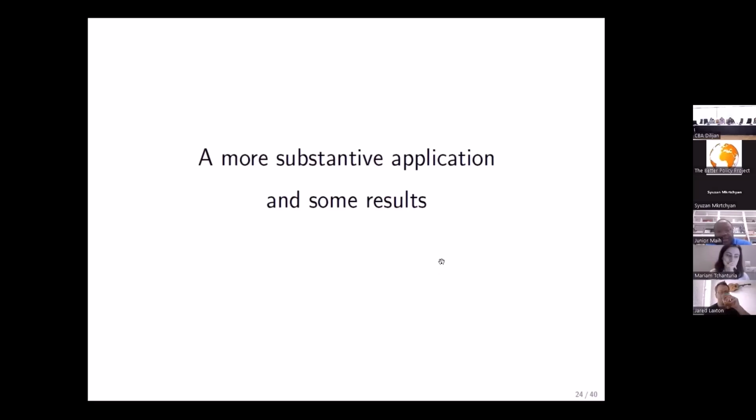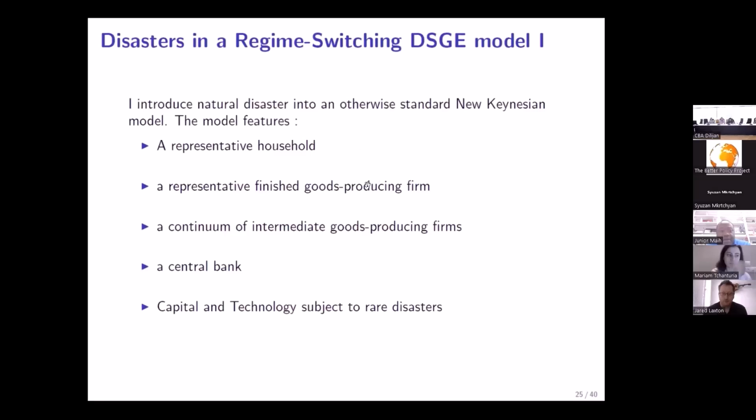In terms of a simple application, this is something that I started on not long ago. I thought about presenting something about rare disasters in a regime switching DSGE model. So I just have a small New Keynesian model, which features a representative household, a representative finished goods firm, a continuum of intermediate goods firms, a central bank, capital and technology subject to rare disasters. So just a simple framework.